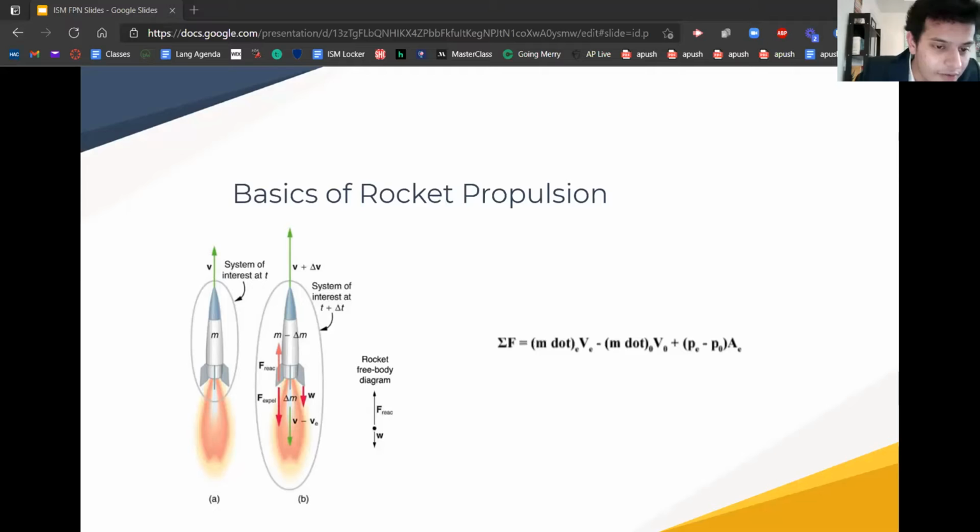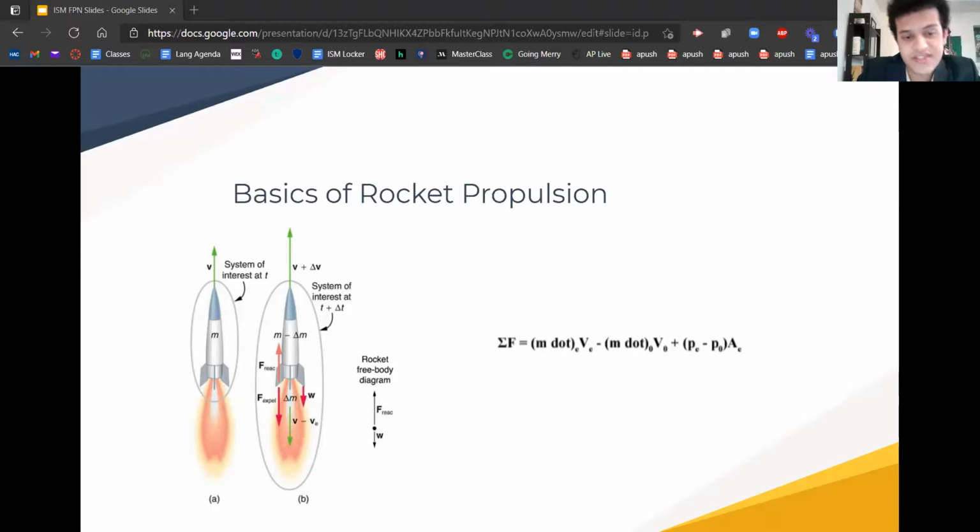We also have a free body diagram of the rocket, and we can see that the propulsion force that is generated is actually greater than the weight. So it counteracts the weight and causes an acceleration of the rocket upwards.